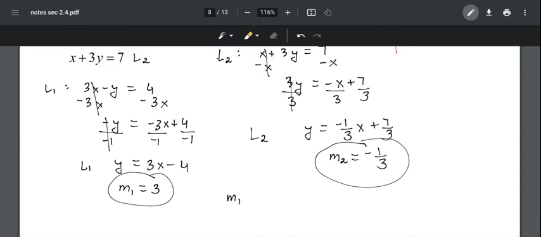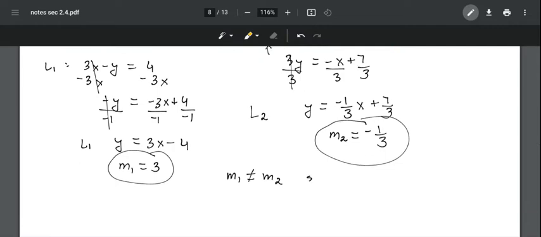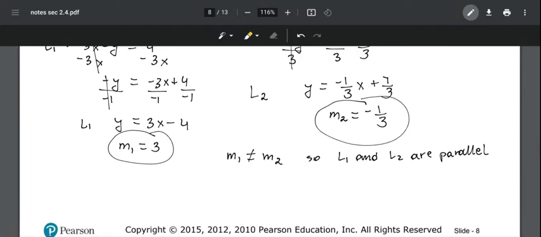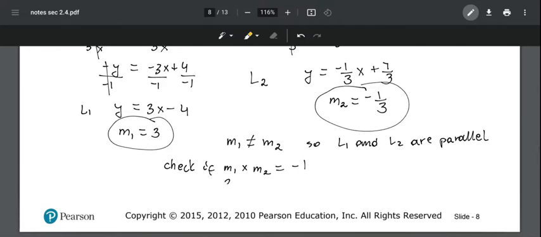Okay, so we're going to start comparing. Definitely m1 is not equal to m2, so those two straight lines are not parallel. So L1 and L2 are not parallel to each other. Now I'm going to check if they are perpendicular. So let's check if m1 times m2 will give us negative 1. We have 3 times negative 1/3, and we're getting negative 3 over 3, which is negative 1. So yes, they are perpendicular.